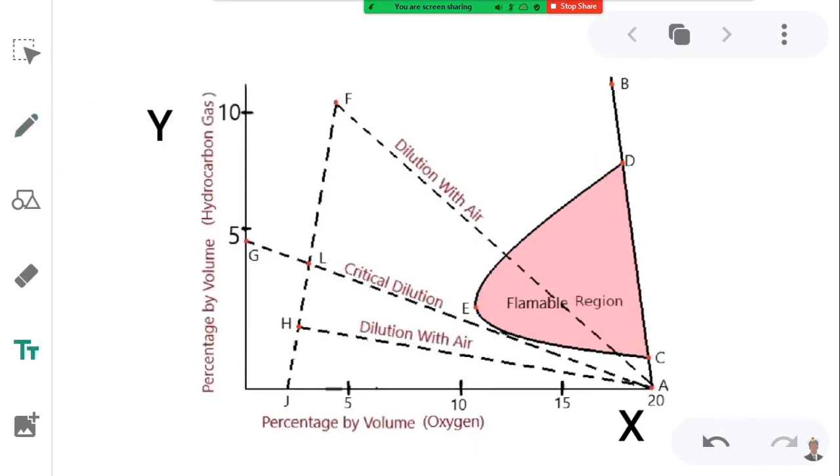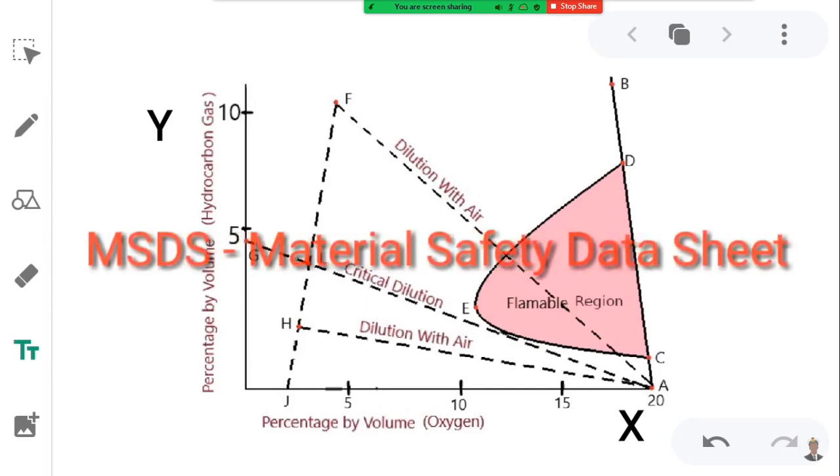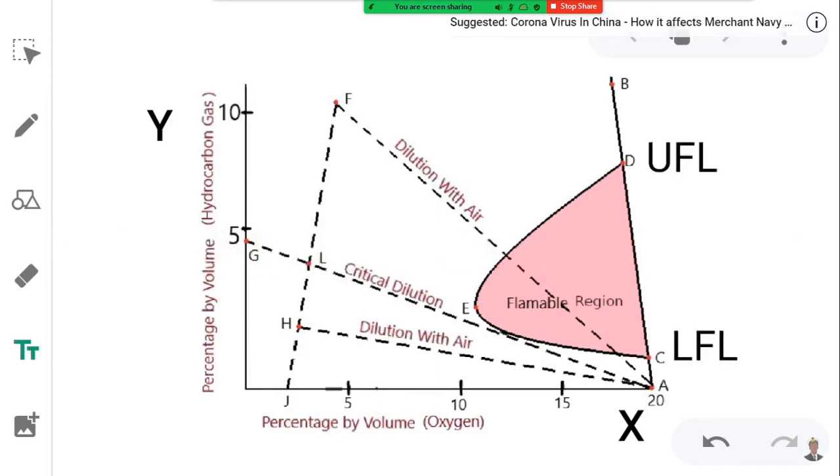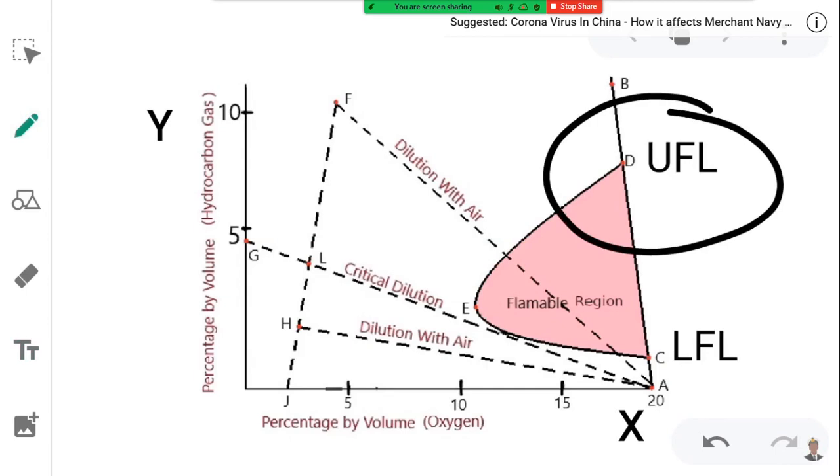One more important thing is that the percentage of hydrocarbon required for the upper flammable limit and for the lower flammable limit is decided by the MSDS, that is the Material Safety Data Sheet. Now what is UFL, the upper flammable limit? It is the highest concentration of vapor, or you can call it gas, that will produce a flash of fire when an ignition source, say heat from the adjacent bulkhead, or an arc or flame, is present.